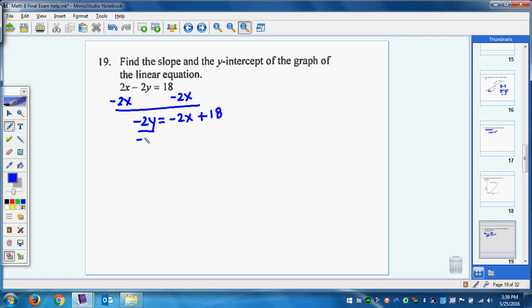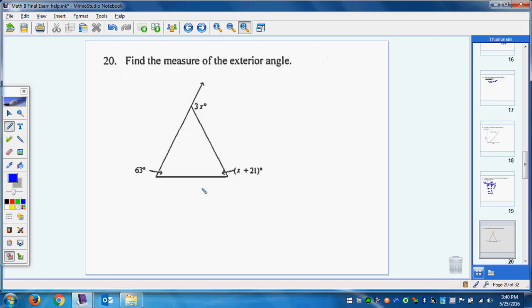Ooh, yeah, divide by negative 2. So it means y is going to be equal to x minus 9. So my slope is 1, or 1 over 1. My y-intercept is negative 9. So my slope is going uphill, kind of normal-like, and the starting point is at negative 9. If maybe they ask you to do the interpretation.